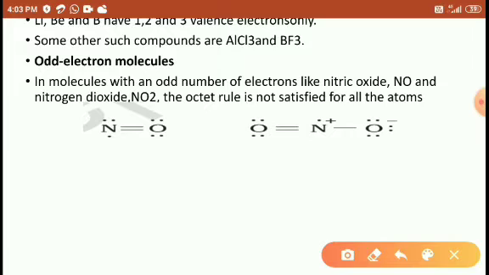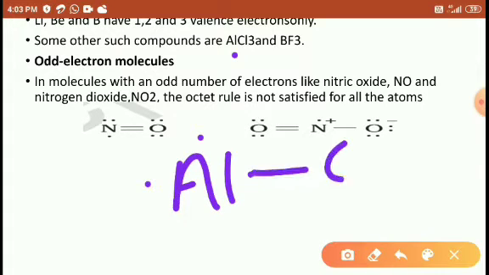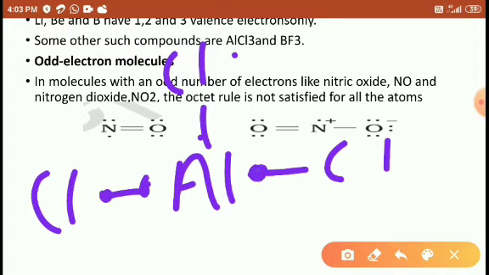Some other compounds like AlCl3 are also like this. Aluminum has 3 valence electrons, so it develops 6 electrons around it.